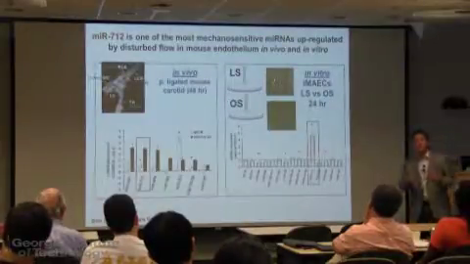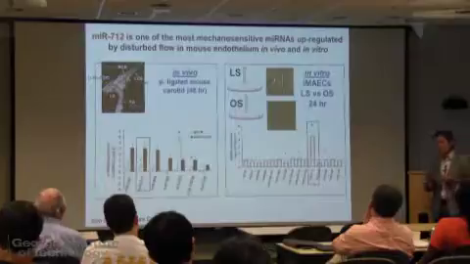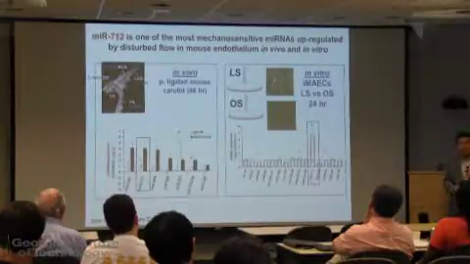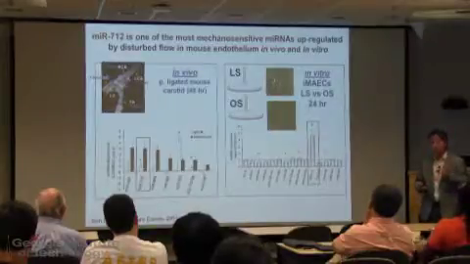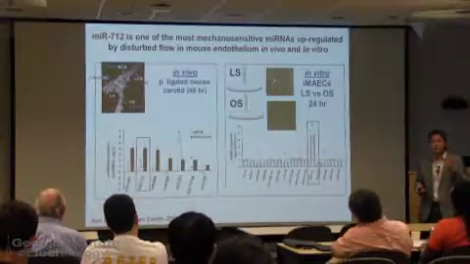So from this type of work, we have selected additional microRNAs that we wanted to study, and one of them is called microRNA 712. So this microRNA goes up by bad flow.